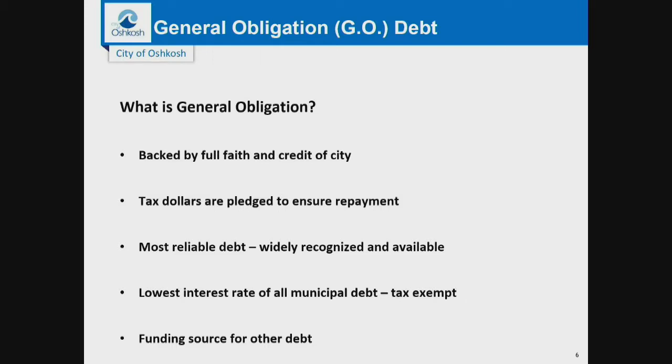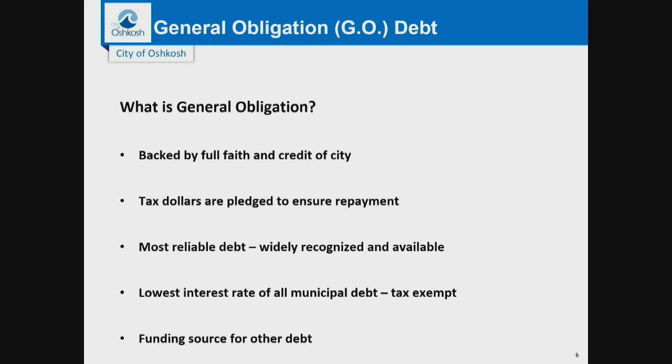General obligation is the most reliable debt. It's widely recognized and available. It's one of the most marketable debt obligations. Generally, when we do have issues, we will get more bids on our general obligation debt versus our revenue debt. And the lowest interest rate of them all, we kind of talked about. It's also tax exempt, and so what that means is you are receiving that at a tax exempt rate.